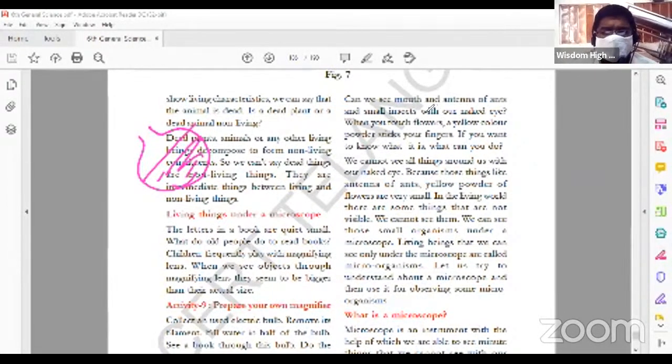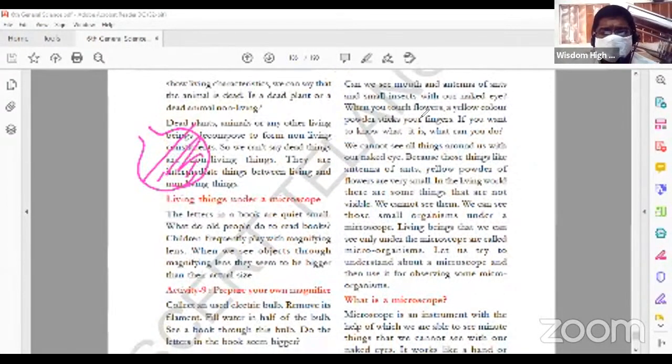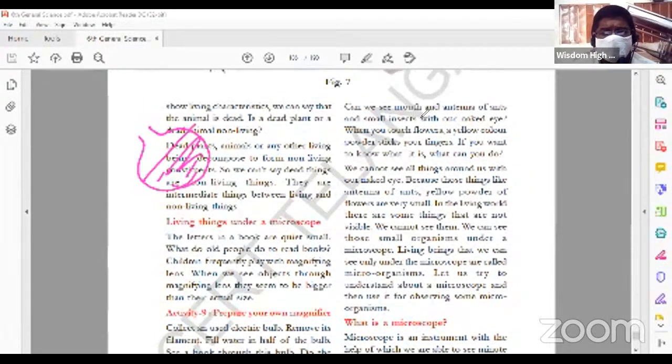Listen here, dear children, the mouth and antenna of ants are very, very small, and it is not possible to observe the mouth. Antenna means the respiratory organs of the ants. Okay, antenna. Children, listen to me here. Antenna, the respiratory organs.